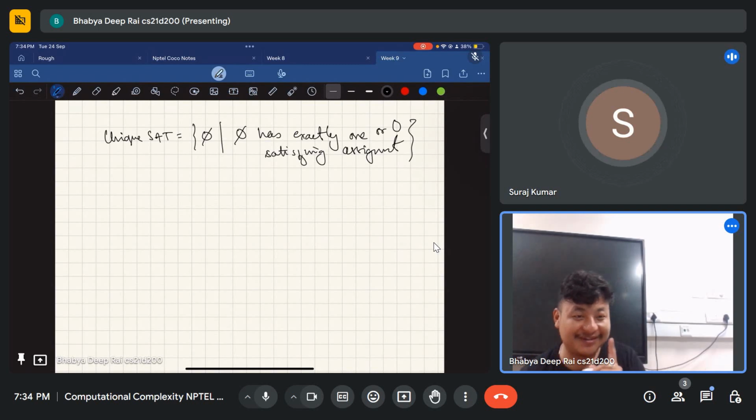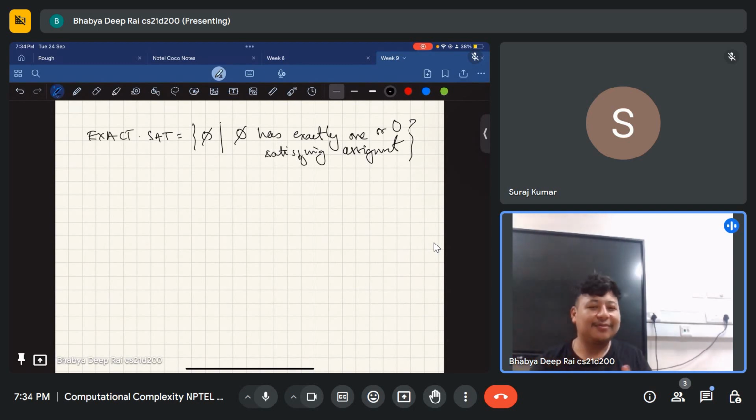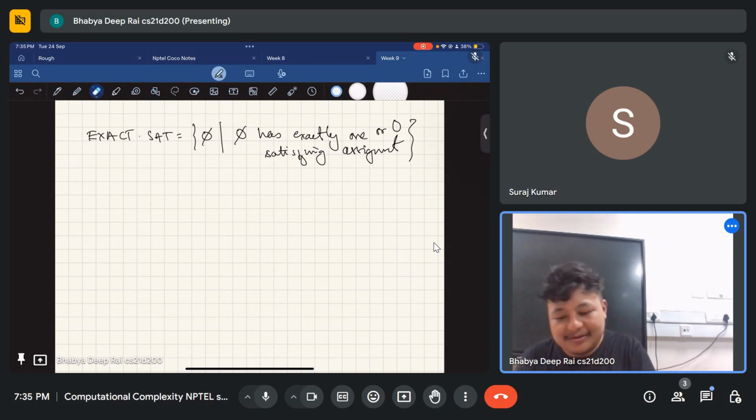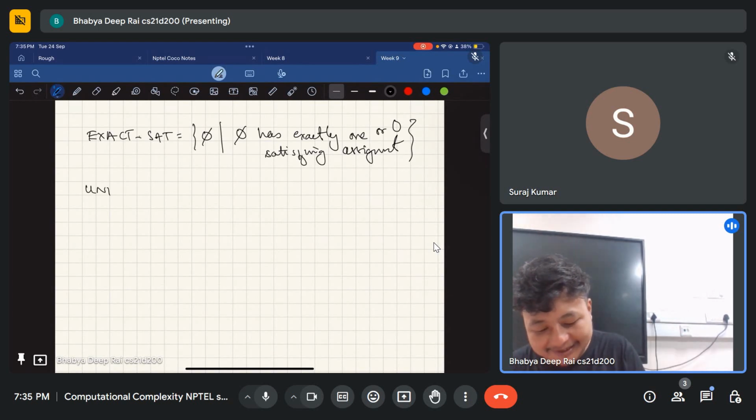Yes. But this is not what unique SAT is. This is some other language that we call exact SAT. This is not a promise problem. It does not promise anything. It does not give a previous promise on what phi is. It just says you need to check whether there is exactly one or zero satisfying assignment. That is different from unique SAT.